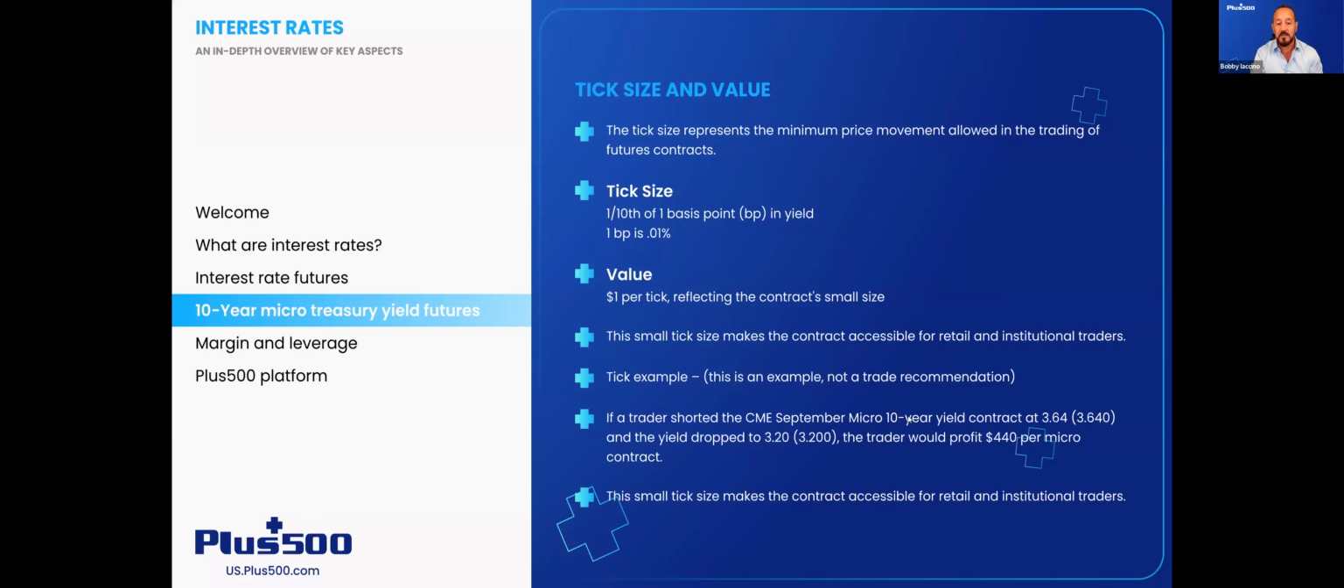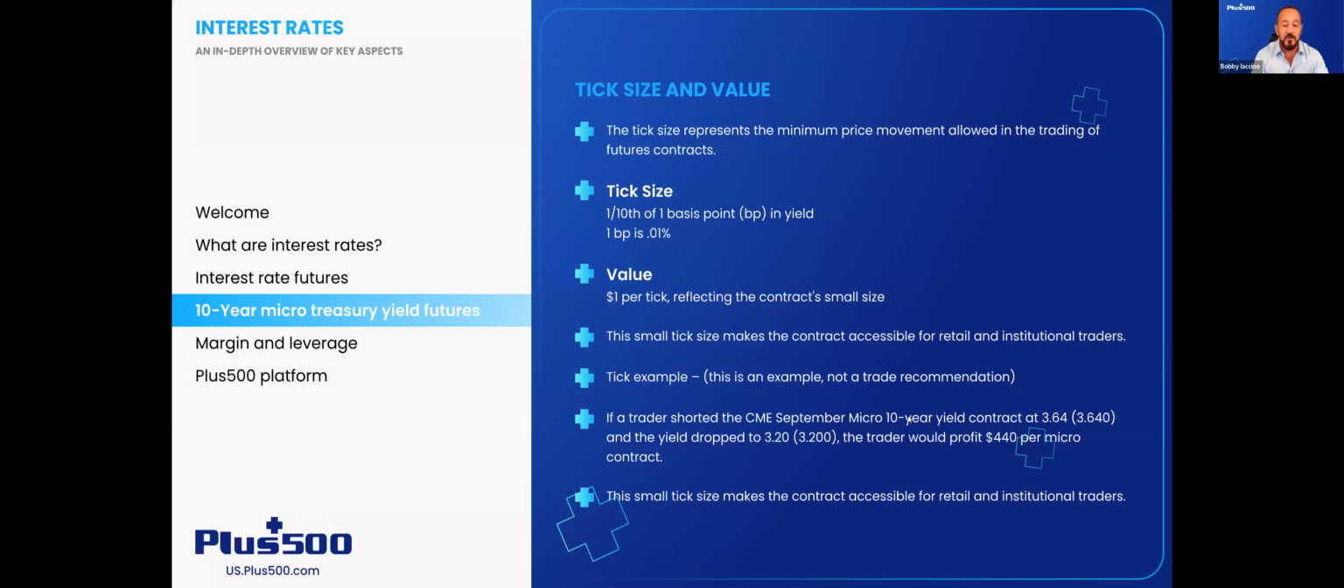Just to give you guys a mathematical example, I bought that back at 4.346 for a gain of 47 ticks. Okay, 4.393 minus 4.346 is 47 ticks times $1, that's $47 minus about $1.62 or so in brokerage, ended up with $43 in change profit. Okay, that's a mathematical example of what I did. So remember, it goes out 3 decimal places because that farthest out one is the minimum tick movement. The small tick size makes the contract accessible for retail and institutional traders. All right, the tick example, I already gave it to you.